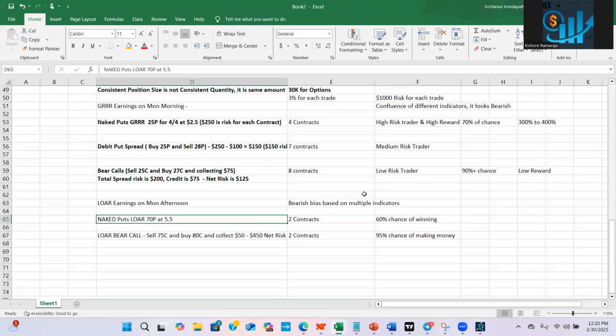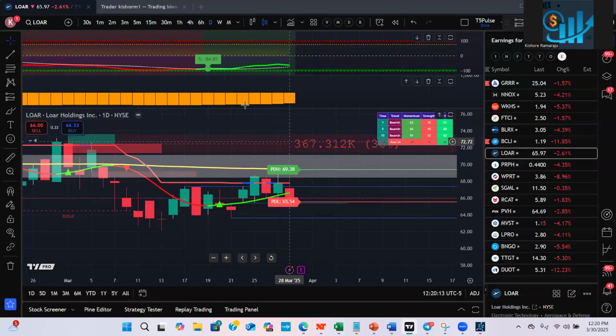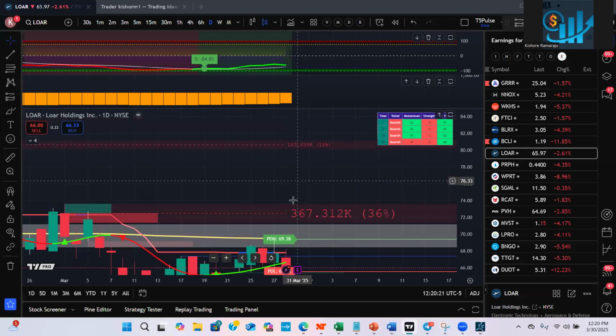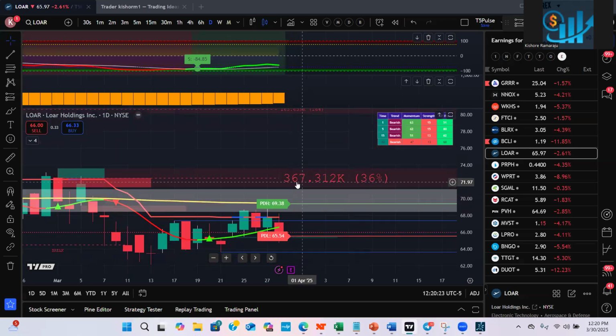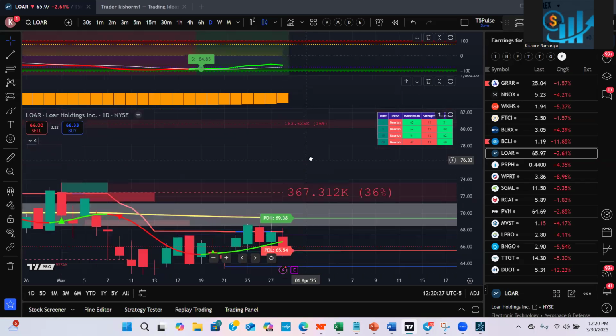But if it stays choppy, if it stays sideways, then you lose all this money. So you have less chance of winning. Here you have 95% chance of winning because you have a huge sell block here, right? The indicators are telling price will go down. And also we are seeing that there are a lot of sellers here. So if price stays below this 71, then all that money is yours.